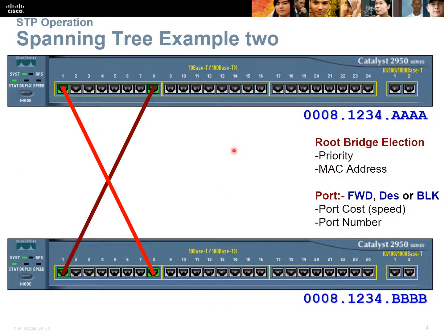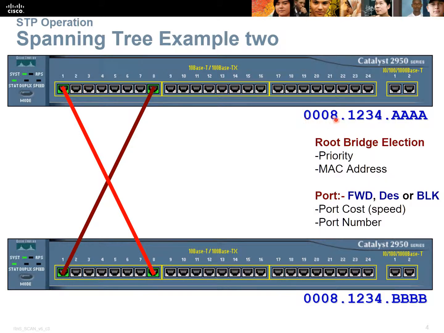So here we have one of my favorite examples. We've got two switches, the top switch and the bottom switch. We've got port 1 to 8 and port 8 to 1. Now we're assuming there's a factory default, so the default priority. So as far as the root bridge election process goes, they've got the same priority, so the MAC address is the tiebreaker for the election.